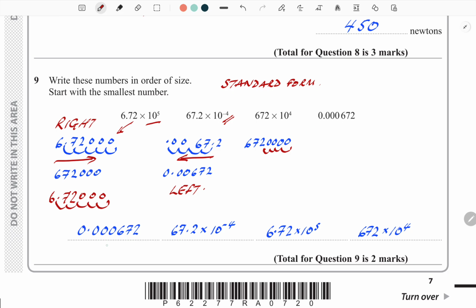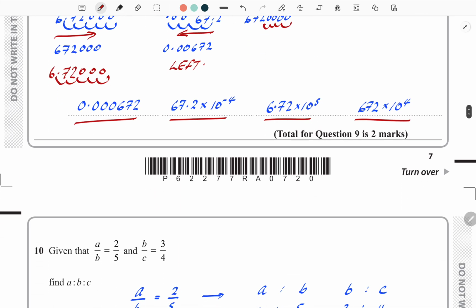So putting them in order, the last one goes first. And then we've got the 10 to the minus 4, 67.2 times 10 to the minus 4, and so on. Fairly self-explanatory. Now, the important thing is you can write the numbers the same way that they've been written in the question, or you could write them out once you've converted them all into normal numbers, without any powers of 10. Either form is acceptable to get the marks, as long as you're consistent. Right, okay, that should be enough on that.